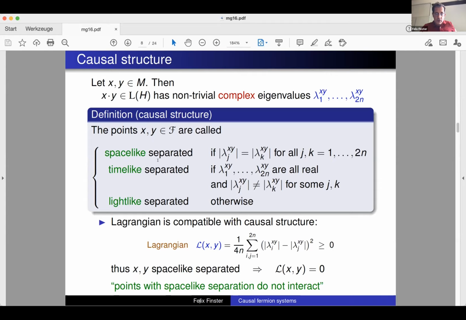And the Lagrangian is compatible with this structure in the sense that if you take two points which are space-like separated in this sense, then the Lagrangian vanishes. So this means points with space-like separations do not interact with each other. This comes up here in a rather abstract way, but one can verify in limiting cases that it really gives back the usual notion of causality on a Lorentzian manifold, say.